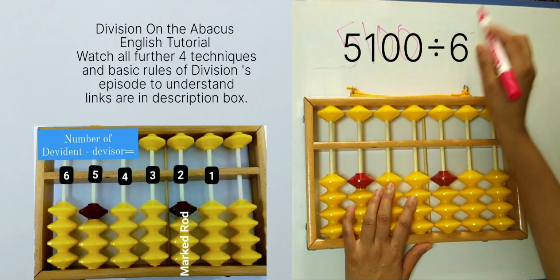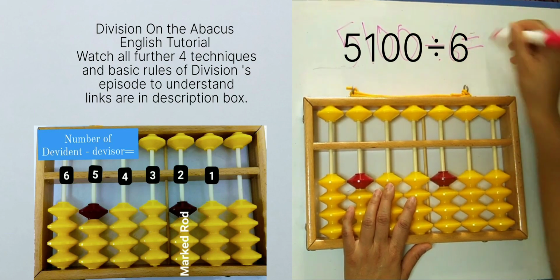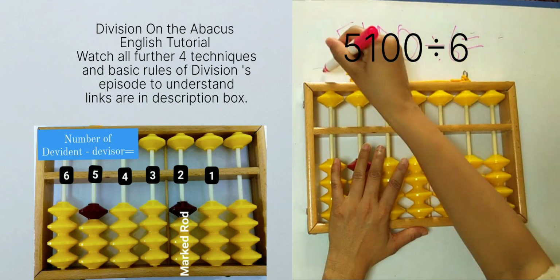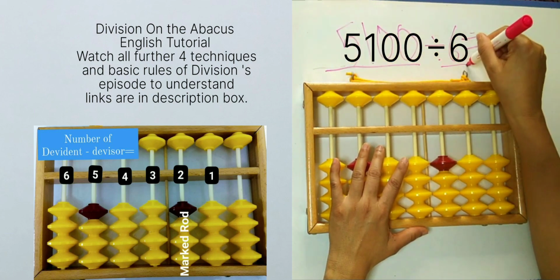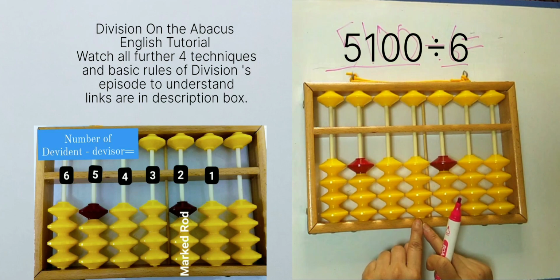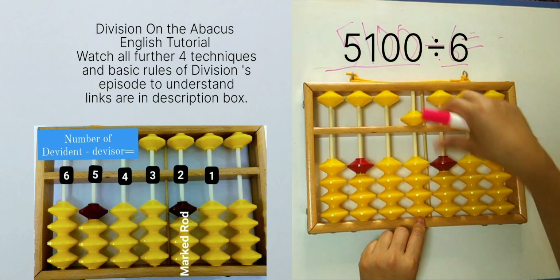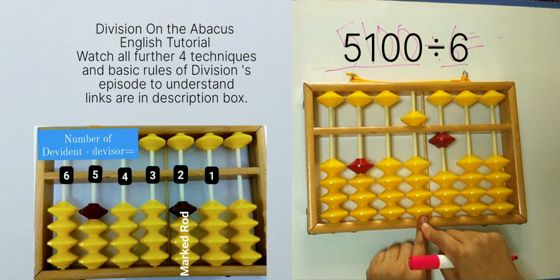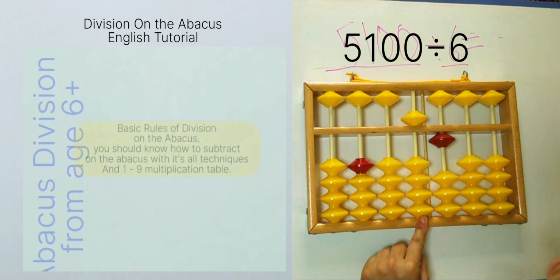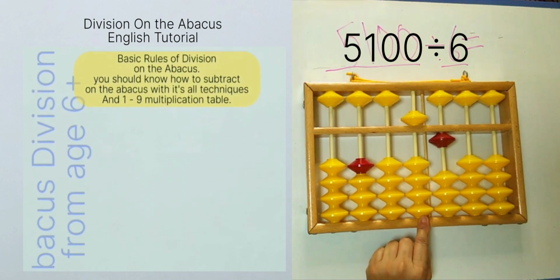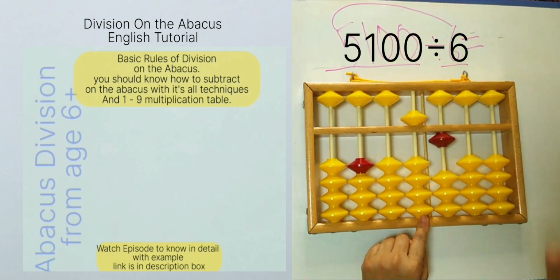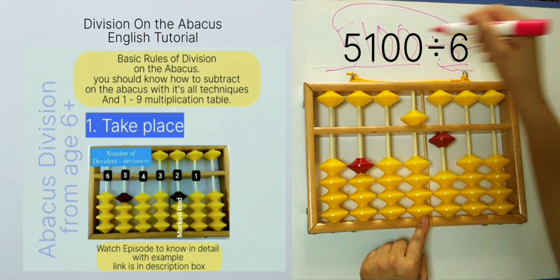5100 divided by 6. So we have to take 4 digits minus 1 digit. You get 3, which means this is our third rod. Please place your answer from here for 5100 and point your pointer finger to the very first rod and start to divide the first dividend by the first divisor. 5 divided by 6 is not possible because the divisor is bigger than the dividend.